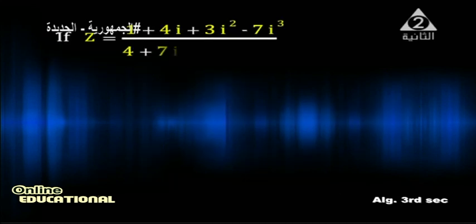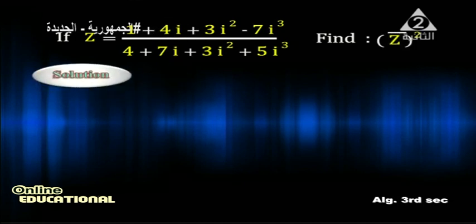If we have z equals (1 plus 4i plus 3i squared minus 7i power 3) over (4 plus 7i plus 3i squared plus 5i power 3), what is the value of z bar all power 2?